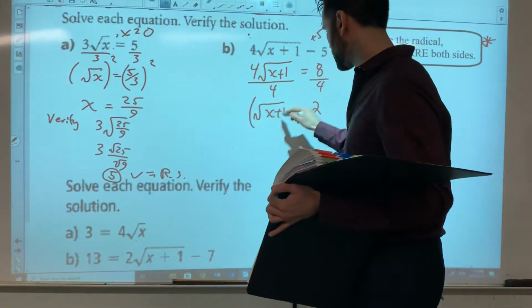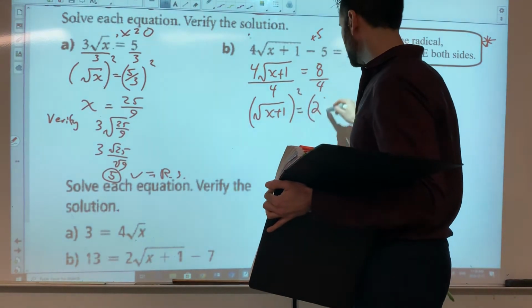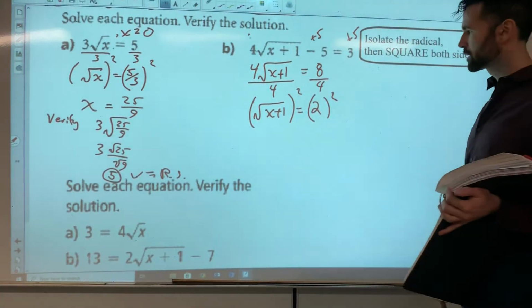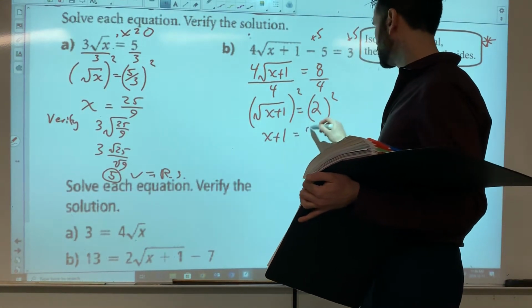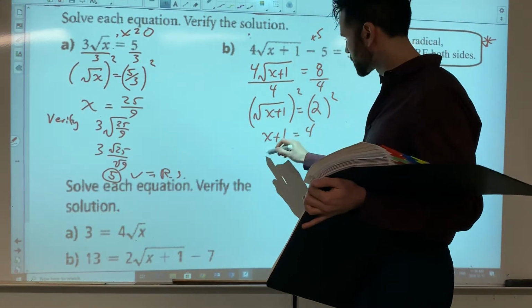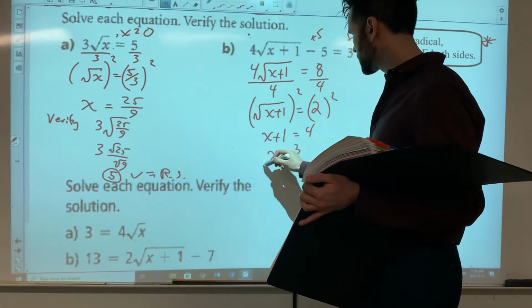So if I were to square this side, it's just a monomial. And it's just going to get rid of the radical sign. So you always get the radicand out. So you get x plus 1 equals 4. You can subtract 1 from both sides. You get x equals 3.